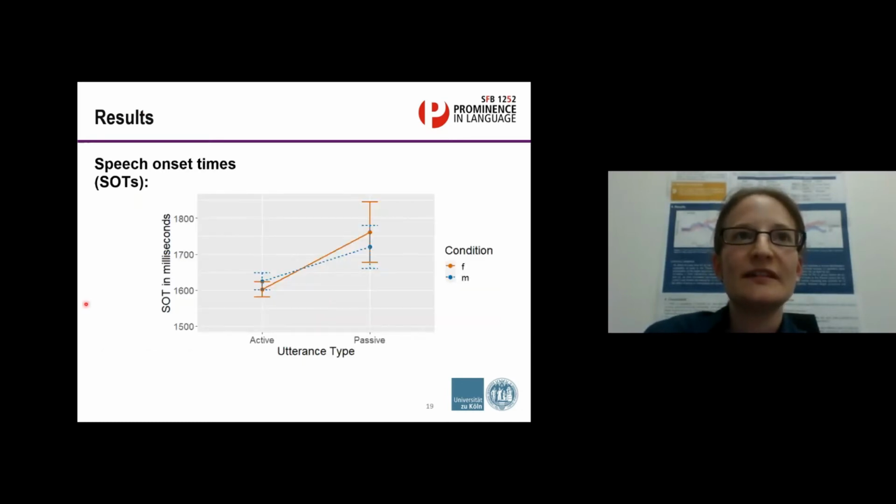So on this slide, you can see the results for the speech onset times. The speech onset times are shown in milliseconds, and here on the x-axis, you can see the 2 utterance types, active and passive. The solid red line indicates the feminine nouns, and the dashed blue line, the masculine nouns. As you can see, participants were faster in producing an active utterance than a passive utterance. And this turned out to be significant. So analysis of speech onset times showed that speakers needed more time for the planning of a passive clause, irrespective of case ambiguity.